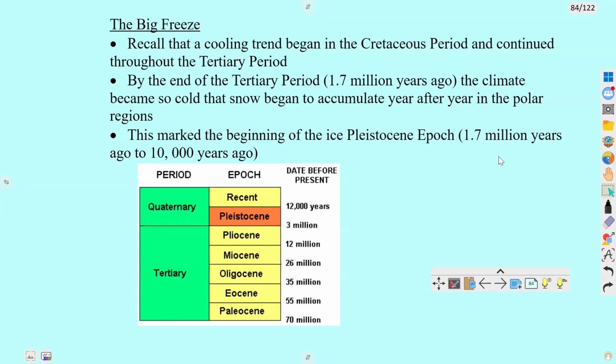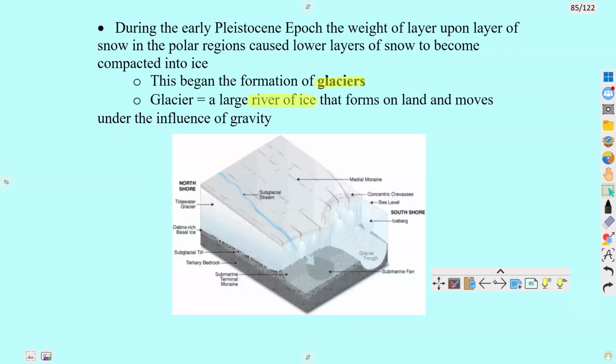First of all, we see a cooling trend start in the Cretaceous period, and it's going to continue throughout the Tertiary period, so that by the end, about 1.7 million years ago, the climate was so cold that snow started accumulating year after year in the polar regions. So snow was sticking around longer. Now, this marked the beginning of the Pleistocene epoch, which lasted until about 10,000 years ago.